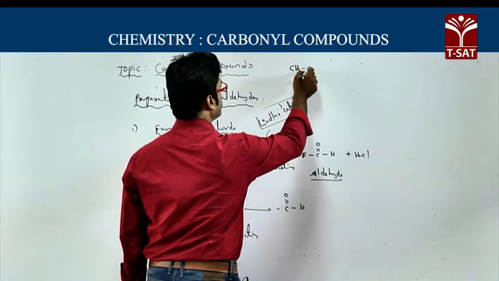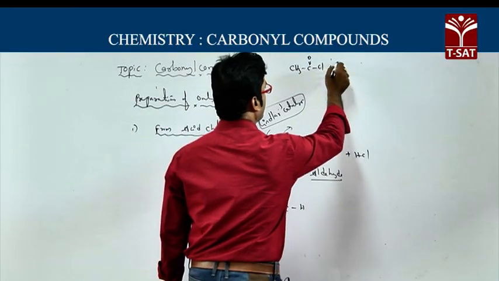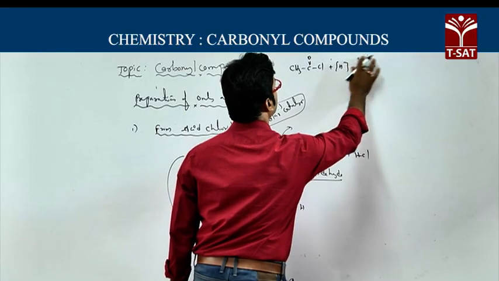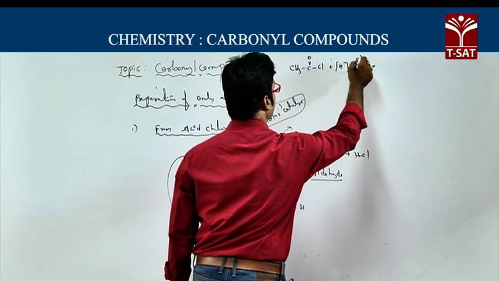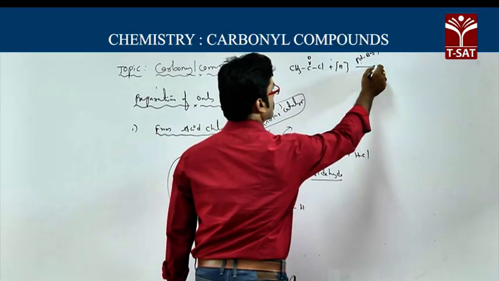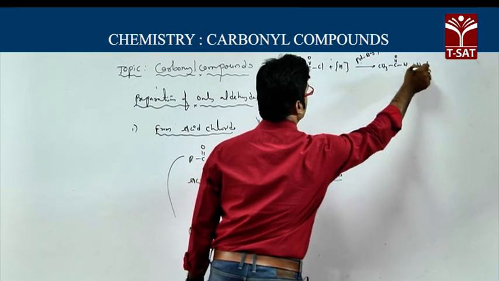Acetyl chloride, CH3 C double bond OCl. Acetyl chloride on reduction in the presence of Lindlar's catalyst, that is Pd, BaSO4 and quinoline, you will get CH3 C double bond OH, that is CH3CHO, plus HCl.